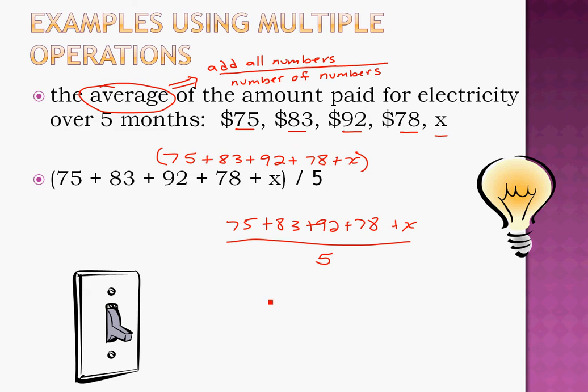Now if we knew what the average was, if we knew what this number was, over the 5 months, we could find the value of x, and that'll be the next thing that we'll learn how to do.